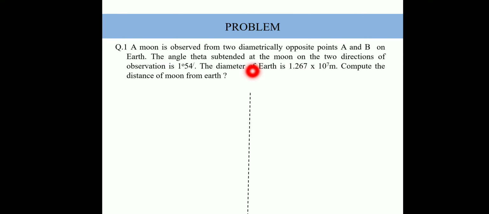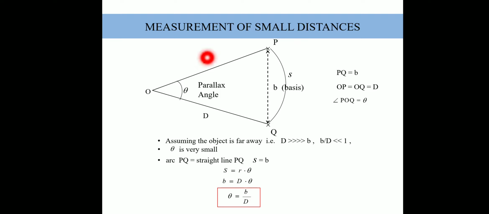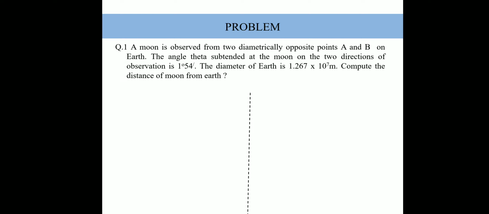The question says the angle theta subtended at the moon by the two directions of observation is 1 degree 54 minutes. So we already know the theta value. The only thing left is capital D, which we can compute with the help of the parallax method. We need to compute the distance of the moon from the earth. The distance between the moon and any point on the earth is nothing but capital D. So using the parallax method, we are going to solve it.